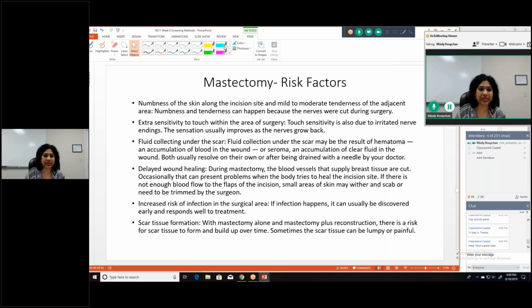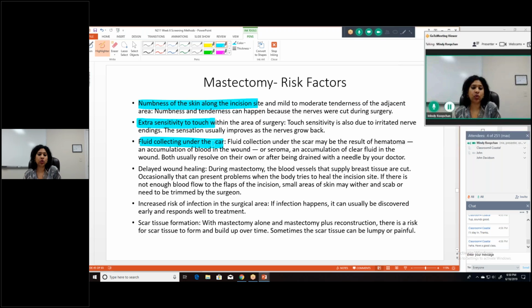The risk factors with a mastectomy: numbness of the skin along the incision site, tenderness because the nerves were cut, extra sensitivity to touch within the area of the surgery because of the irritated nerve endings, fluid that may collect under the scar. It should resolve itself, but may need to be drained with a needle by the doctor. Delayed wound healing: during the mastectomy, the blood vessels to the breast tissues are cut. So if there's not enough blood flow to the flaps of the incision, there are areas of skin that may wither and scab, and the surgeon has to trim it.